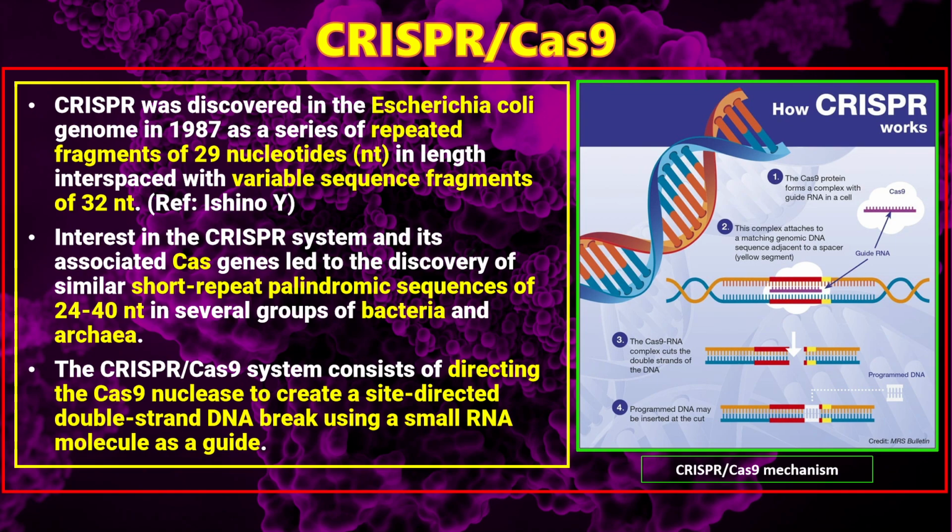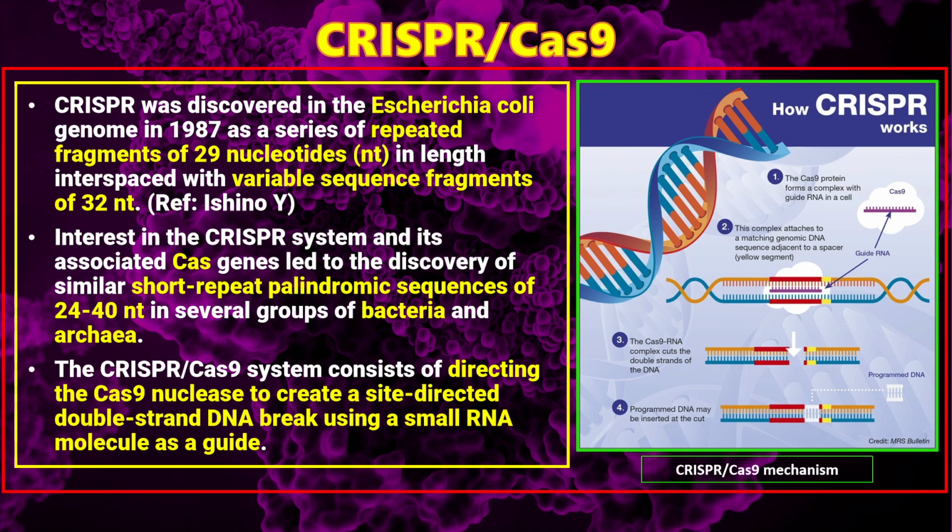Now let's discuss the mechanism of CRISPR-Cas9. CRISPR was discovered in Escherichia coli in 1987 as a series of repeated fragments of 29 nucleotides in length with variable sequence fragments of 32 nucleotides. Interest in the CRISPR system and its associated Cas9 led to the discovery of similar short repeated palindromic sequences of 24 to 40 nucleotides in several groups of prokaryotes.